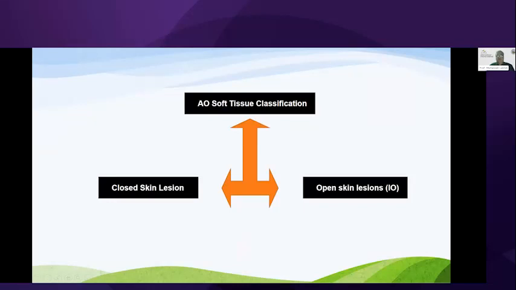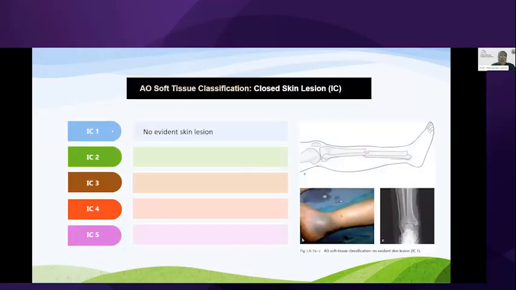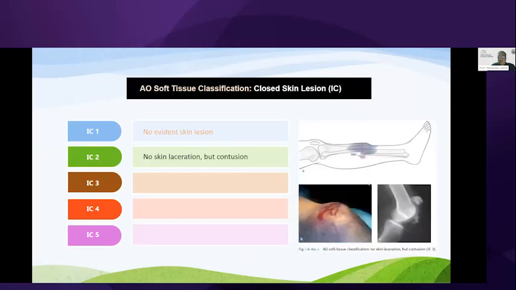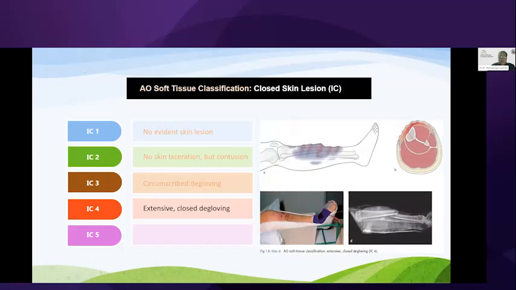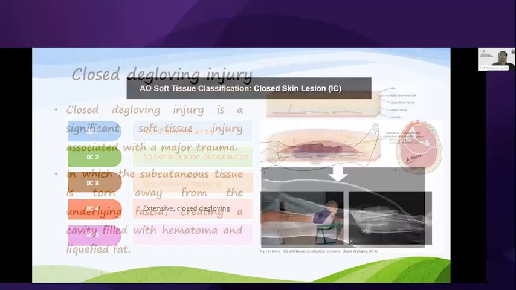Because we deal with external fixation, we must know a lot about soft tissue injury, so we must know the AO soft tissue classification, which is either closed skin lesion or open skin lesion. Closed skin lesion, type 1, no evident skin lesion. Type 2, no skin laceration, but only contusion. Type 3, circumscribed degloving. Type 4, extensive closed degloving.